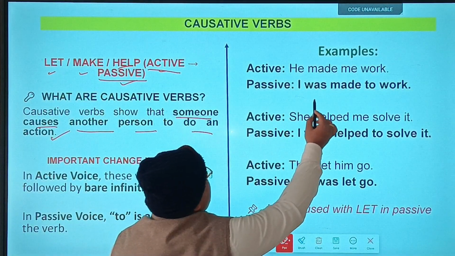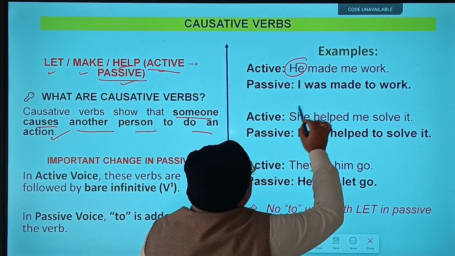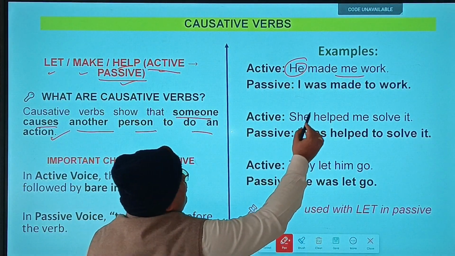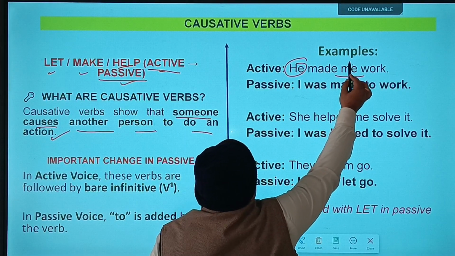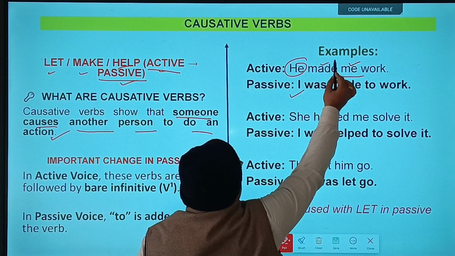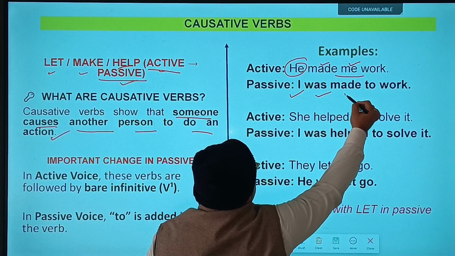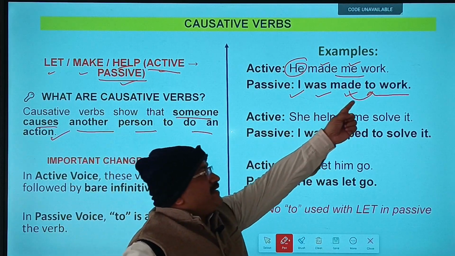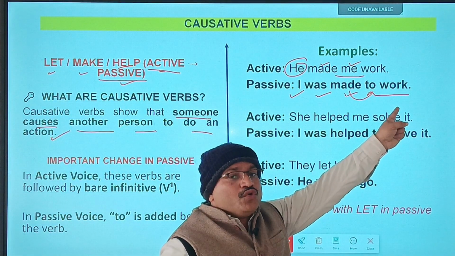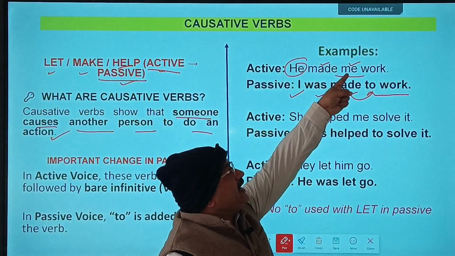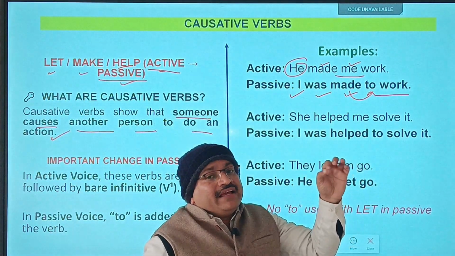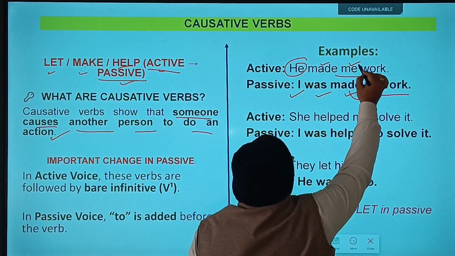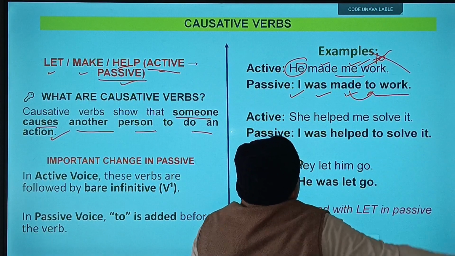Let us understand. He made me work. He didn't do the work. He made me work. उसने मुझसे काम करवाया. So the object is what? Me, I. Simple past tense, so was. Made, V3. This is important. To work. In passive voice, we'll use to infinitive, to plus verb, but in active voice, when we use causative verbs, it is a bare infinitive. We don't use to here. He made me to laugh is wrong.